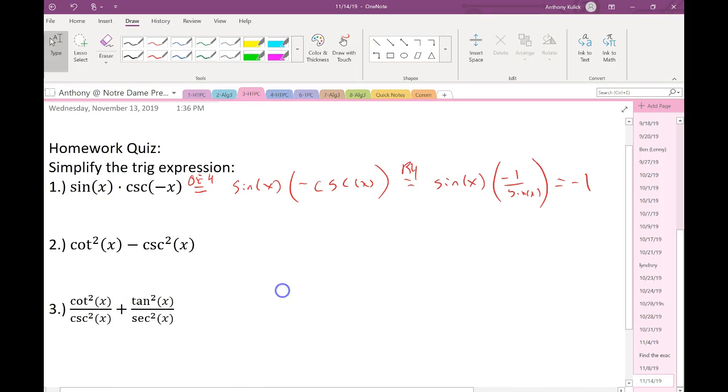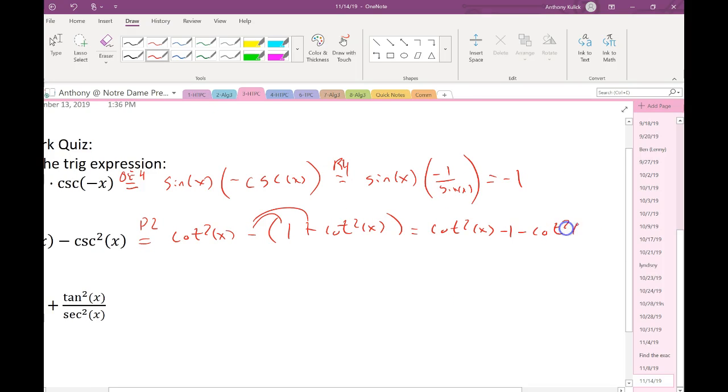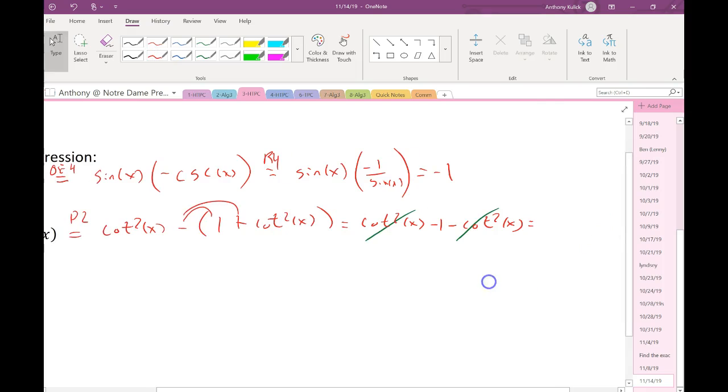For number 2, I would use the Pythagorean identity P2. So cotangent squared is 1 plus cotangent squared, and the negative 1 distributes, and you're left with cotangent squared minus 1 minus cotangent squared, and boom boom, that gives us negative 1. Those two hopefully were pretty easy.